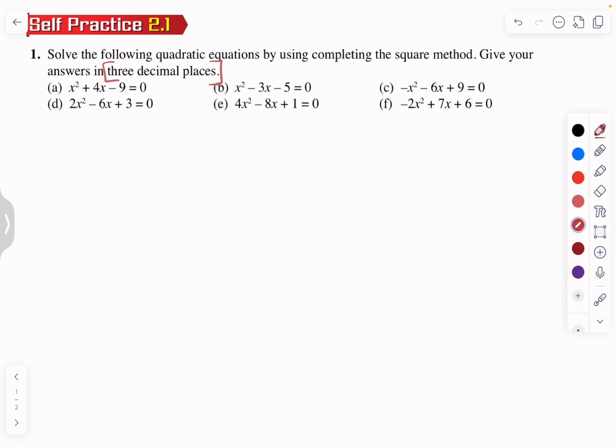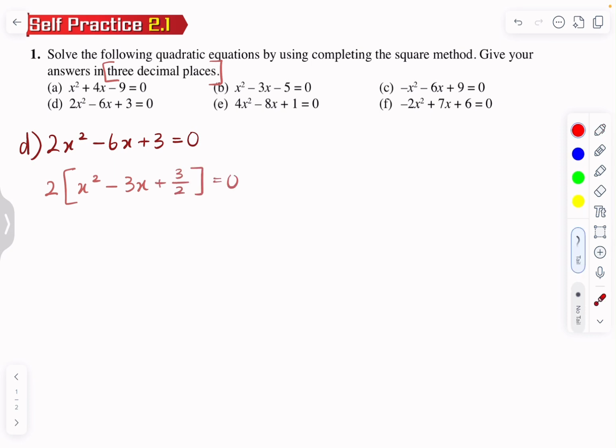Question D. 2x square minus 6x plus 3 equals 0. Okay, so this question also, our a is not 1. Our a is 2. So what we have to do is, we have to factor out the 2. So everything inside we divide it by 2. So negative 6x divided by 2 will get negative 3x. 3 divided by 2 is 3 over 2. Okay, every single term we divide it by 2, because we already factor out the 2.